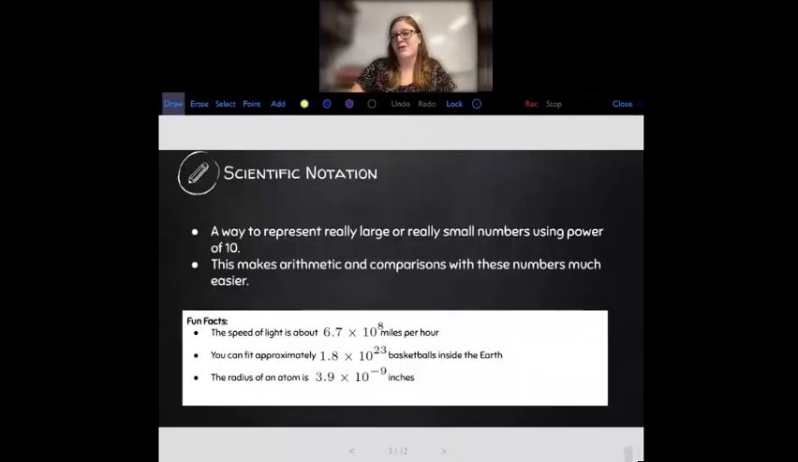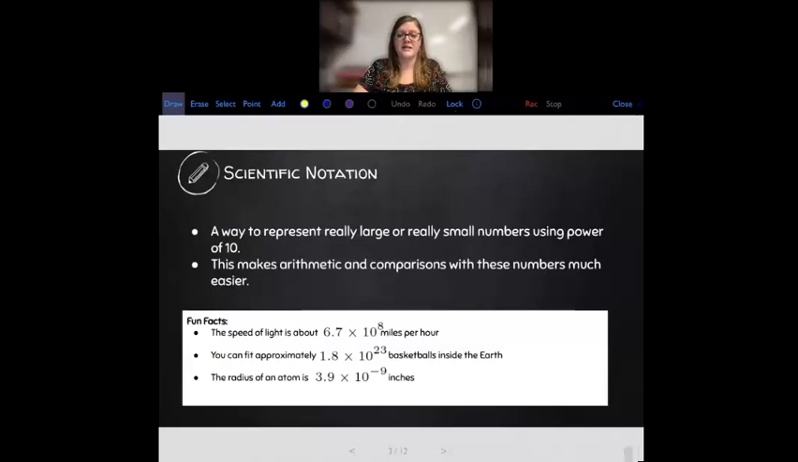So to get started, what is scientific notation and why do we have it? You may recall that it's a number times 10 to some power, and we'll get into the proper or specific form later on. But really, this is a way to represent really big or really small numbers using powers of 10. This makes comparing those numbers easier, and arithmetic like multiplying and dividing easier as well.